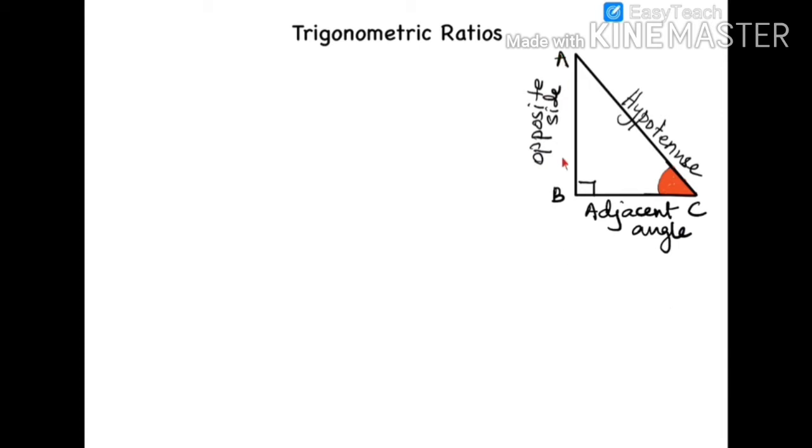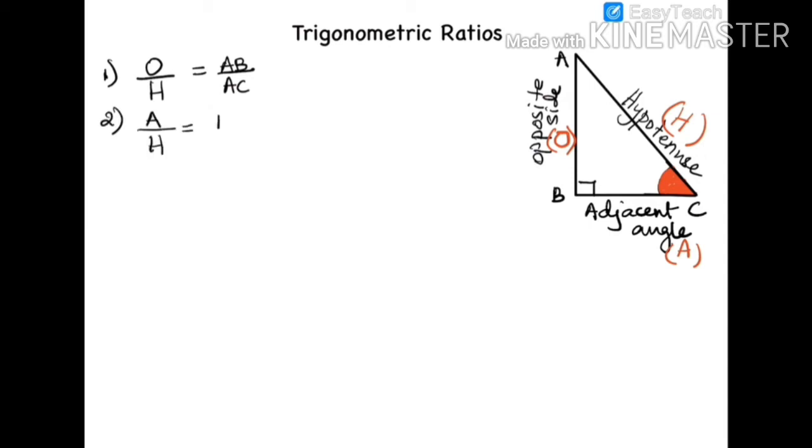A triangle has three sides. So with three sides, we can form 6 different ratios. I'm going to use O for opposite, A for adjacent, and H for hypotenuse. So opposite side upon hypotenuse is AB upon AC. The second ratio can be adjacent upon hypotenuse, which is BC upon AC.